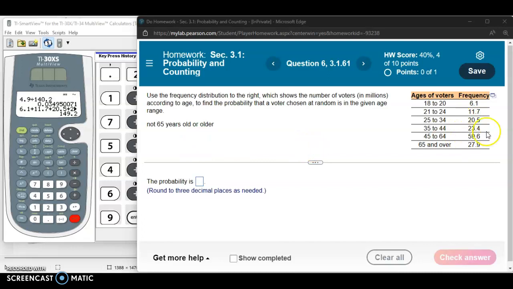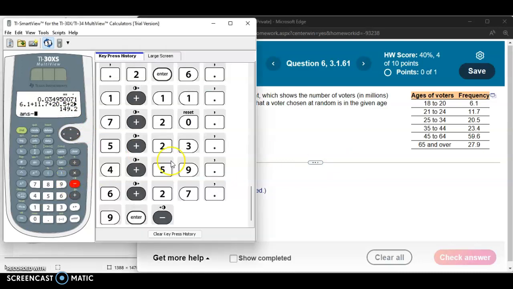So off camera, what I did was I added up all the numbers in the frequency column, and I got 149.2. And we want to know the probability of picking a voter who is not 65 years or older. So one way to approach this is to add up all the frequencies that correspond to the age groups that are not 65 and over, and then divide that by the total of 149.2. Another approach, which might be a little easier, is if you take the total, which is 149.2, and then subtract from it the total number of voters that are in that age group, 65 and over.